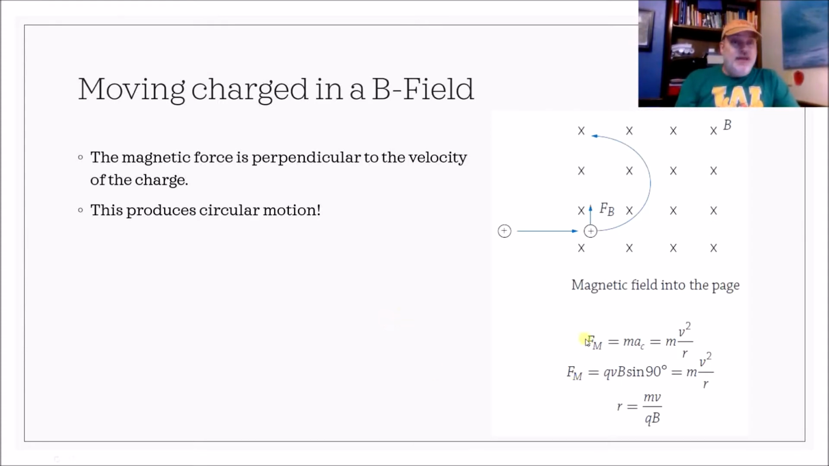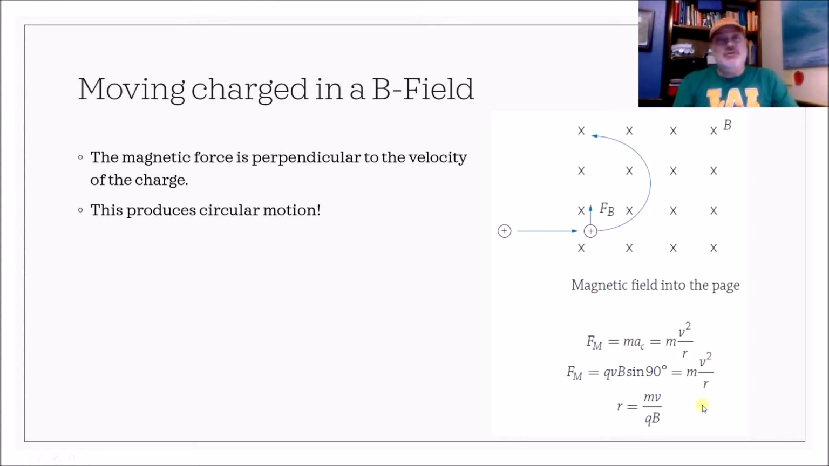So the magnetic force equals, so that's mv squared over r from mechanics, or that's qvB sine theta, and in this case I have a 90-degree angle, equals mv squared over r. So that sine of 90 turns out to be 1, and we end up with r equals mv over qB.